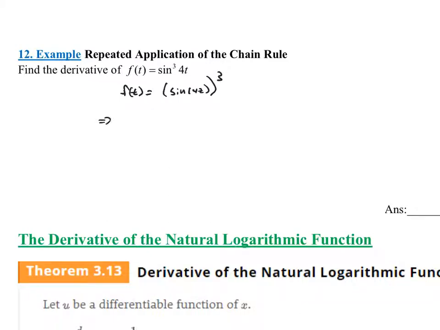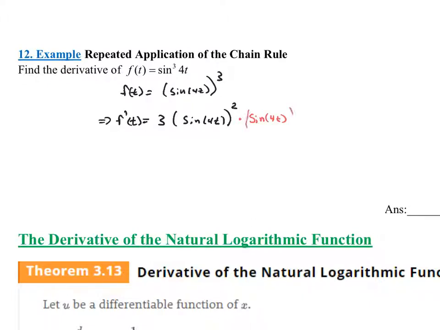So if I want to find the derivative of that, I'm going to drop the power. I'm going to use the general power rule. Drop the power, inside stays the same, power minus 1, derivative of the inside, right? So that would be 3 times sine of 4t quantity squared, but then I need to multiply that times the derivative of sine of 4t.